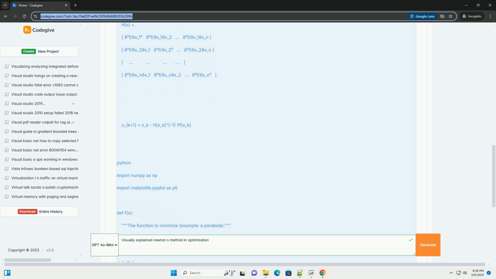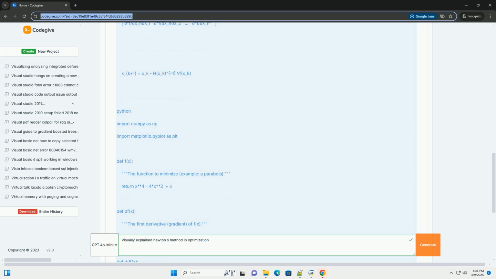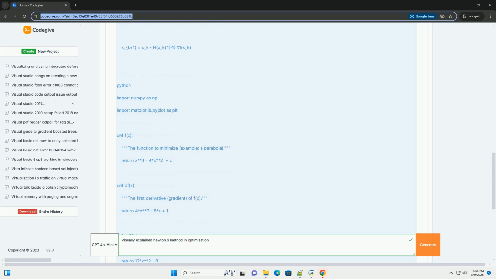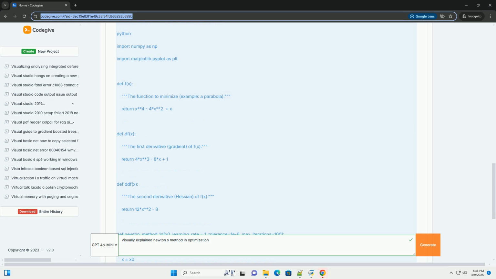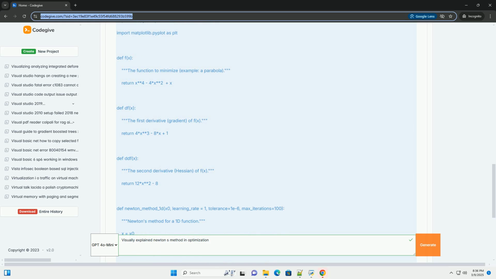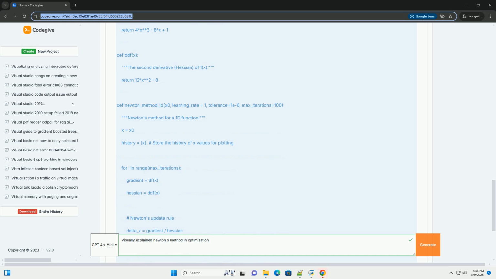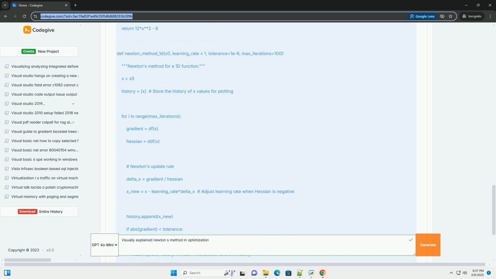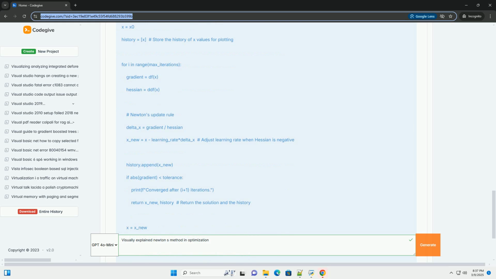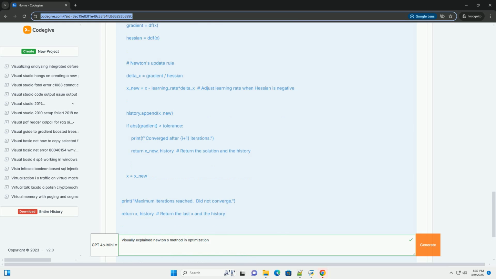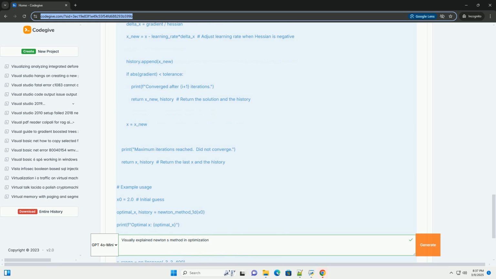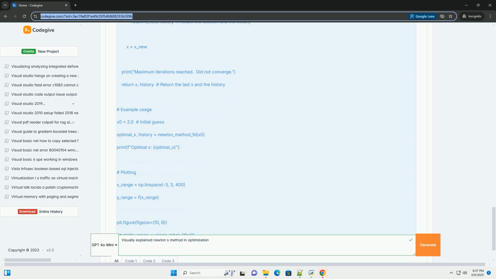In optimization, our core objective is to find the minimum, or maximum, of a function. We're often dealing with functions that represent costs, errors, energy, or some other metric we want to minimize. Finding the sweet spot where the function reaches its lowest value is the goal. Newton's method is a powerful iterative technique to achieve this.